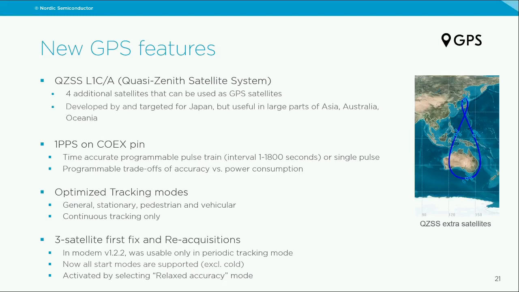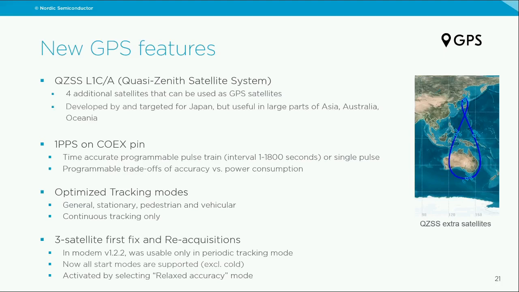And now we also have support for 1 pulse per second on the COEX pin. So you get a time-accurate programmable pulse train, either an interval between 1 to 1800 seconds or a single pulse. So you have a programmable trade-off of accuracy versus power consumption with this feature.